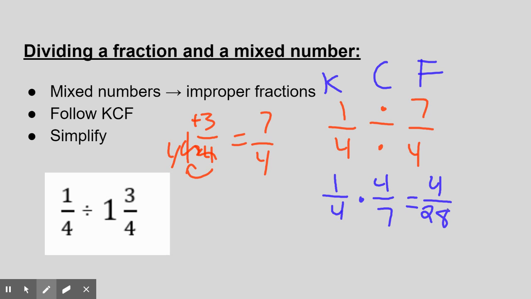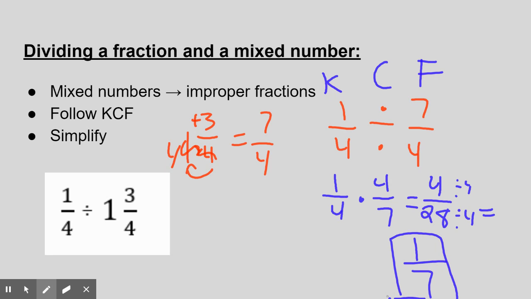If I leave that as my final answer, it'll be counted wrong, so I have to simplify. So I know 4 is a common factor. So 4 divided by 4 gives me 1. 28 divided by 4 gives me 7. So 1/7 is your final answer.